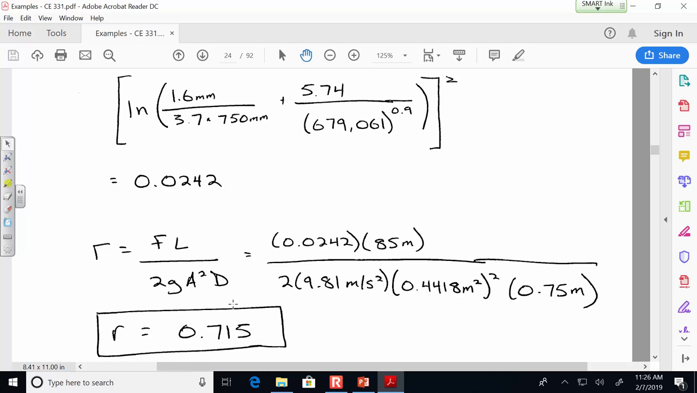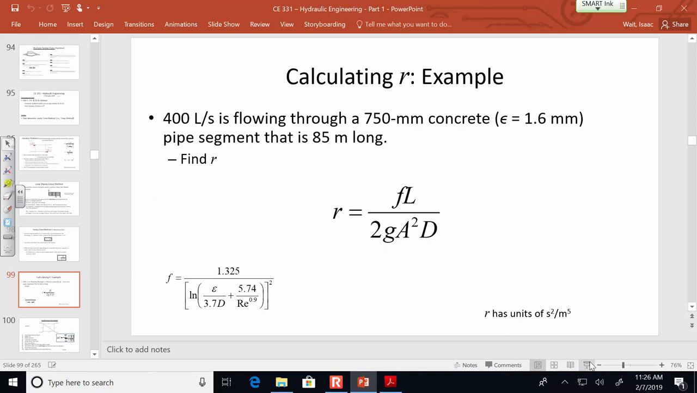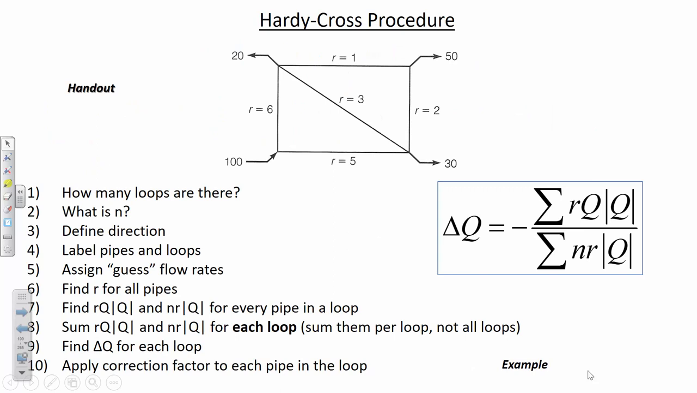All right, so this is just an indicator of roughness in a pipe, or resistance to flow. And the reason why we calculate it is that aggregating those terms together can sometimes make visualizing the rest of the solution a little bit simpler. So let's move on now to the idea of the Hardy-Cross procedure.